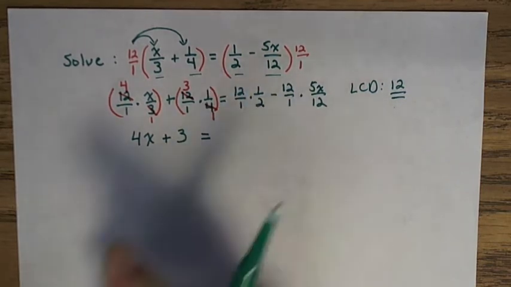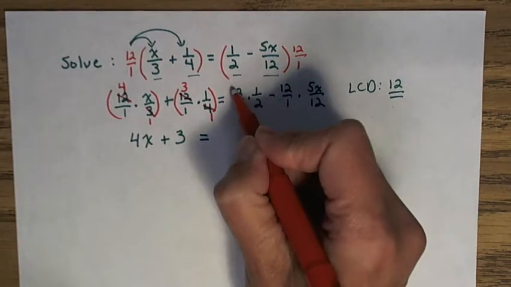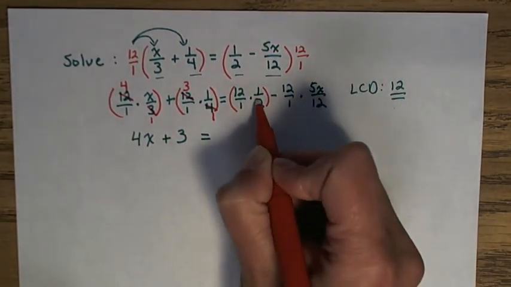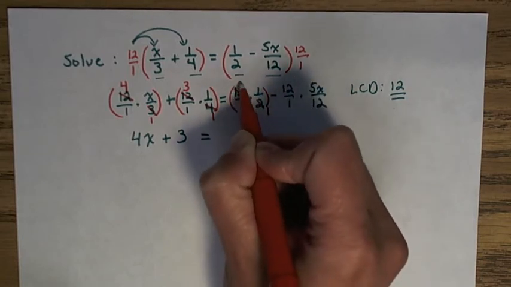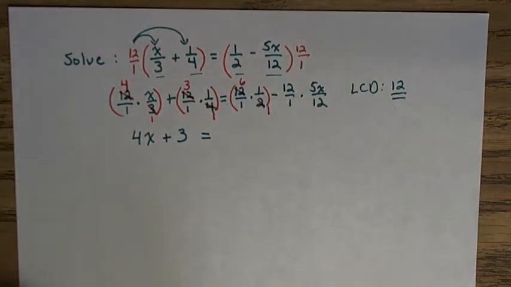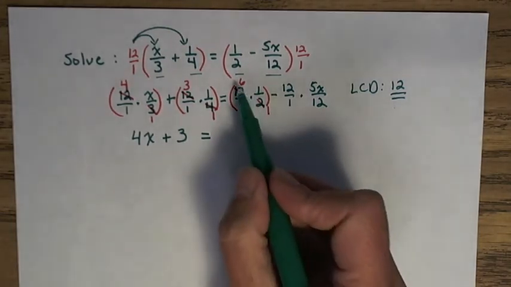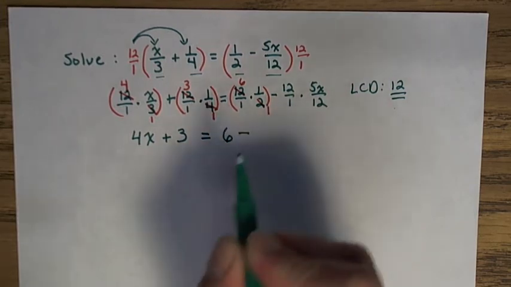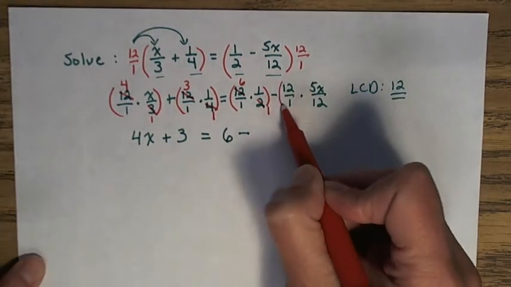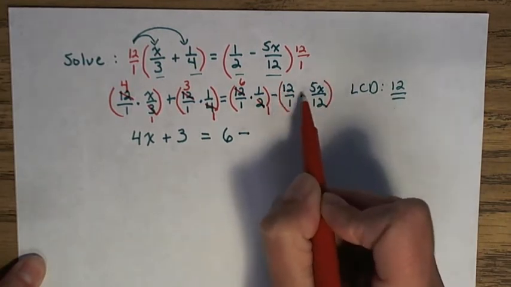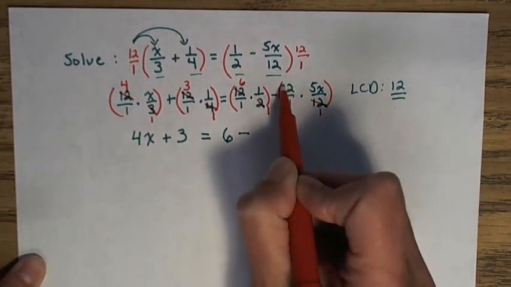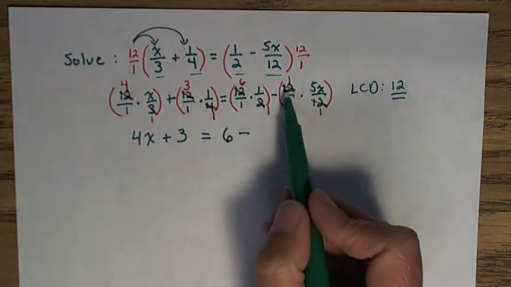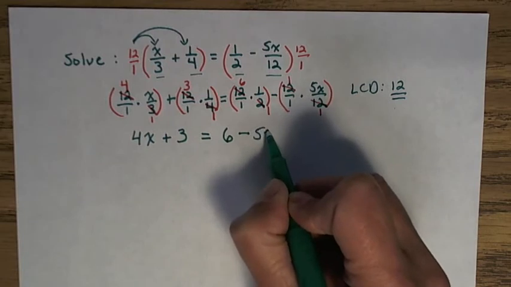That's going to equal, on the other side, 12 over 1 times 1/2. Again, 2 goes into 2 once, 2 goes into 12 6 times. So this becomes 6 times 1, which is 6. Minus, again, look at the two fractions. 12 goes into 12 once on the bottom and on the top once. And now I have 1 times 5x, which is 5x.